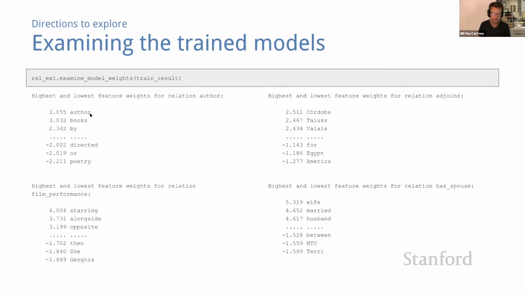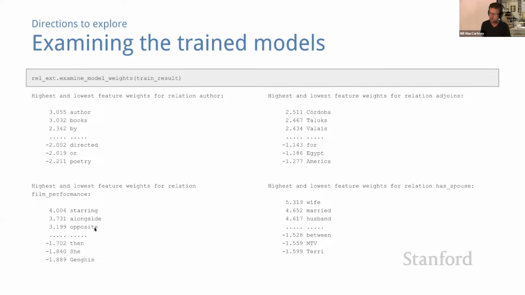So for the author relation, the biggest weights are author, books, and by. For film performance, we have starring, alongside, and opposite. By the way, I was a little bit puzzled when I first saw alongside and opposite, because I thought that those are words that would naturally appear between the names of 2 actors, not between the name of a film and the name of an actor.